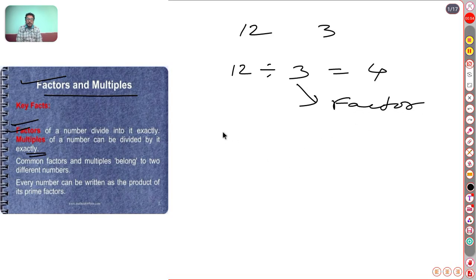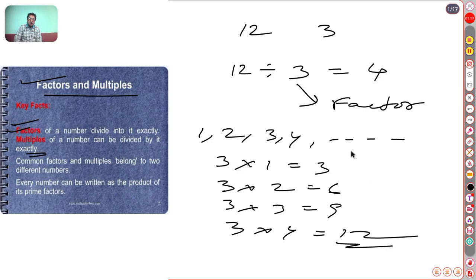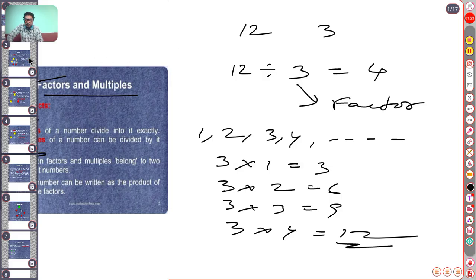Also, if we multiply 3 by 1, 2, 3, 4 respectively and so on, then we get 3 multiplied by 1 equals 3, 3 multiplied by 2 equals 6, 3 multiplied by 3 equals 9, and 3 multiplied by 4 equals 12. So 12 is a multiple of 3. Okay, now let's go to the second page.